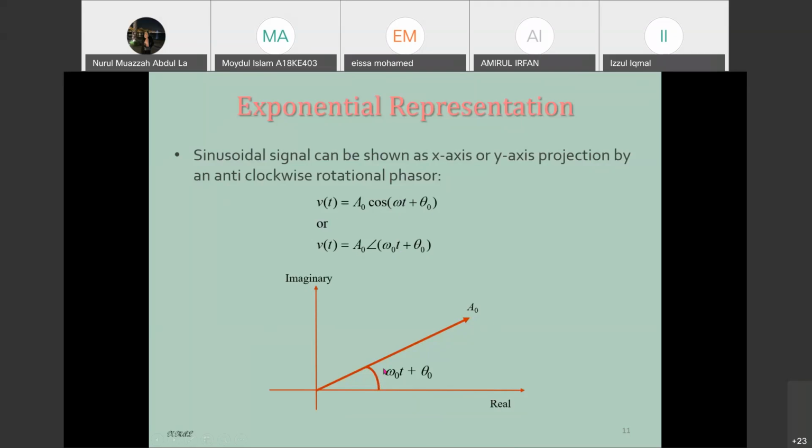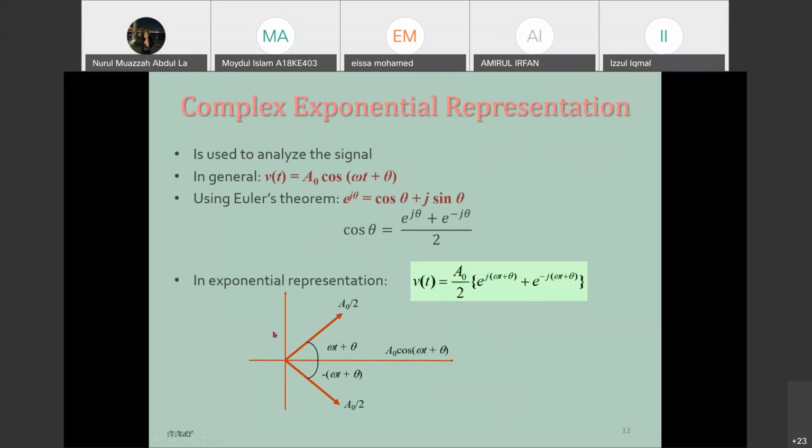So here, when theta naught is 0, it means that there is no shift here. So only real number is involved. If theta naught is 0, there is no theta naught, and it is only A naught cos omega t, so this is A naught. So no imaginary number.